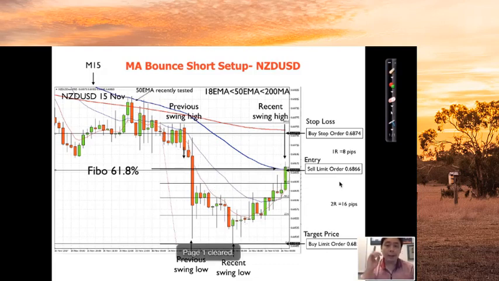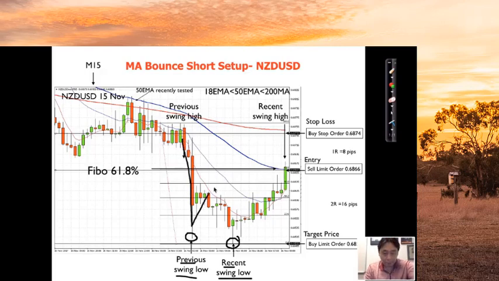So where is the recent swing low? This one, that's a recent swing low. Where's the previous swing low? It will be over here. That's the previous swing low. Right? So it goes down, swings up, goes down, swings up, right? So again, recent swing low below previous swing low, making a lower low. That is a valid downtrend wave, okay?